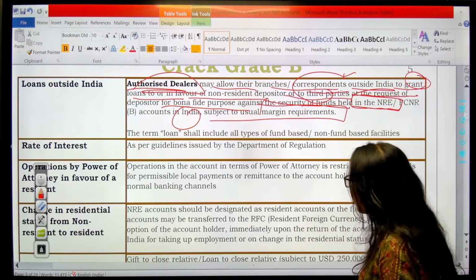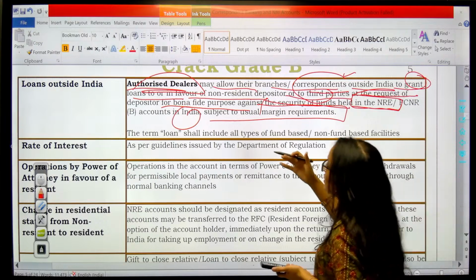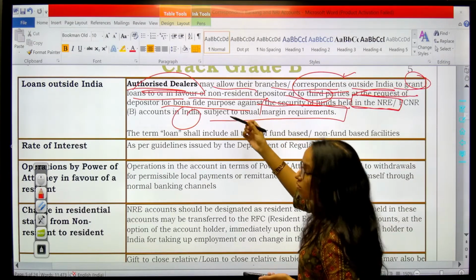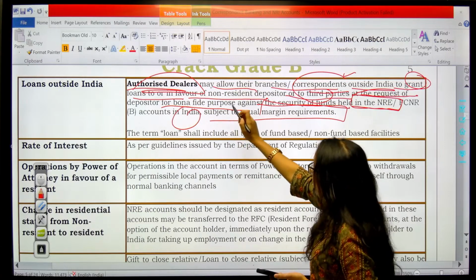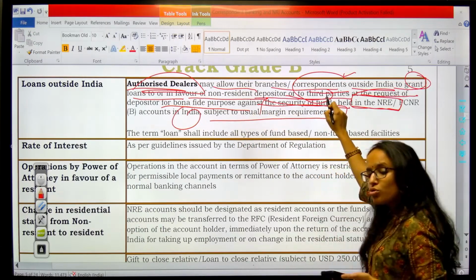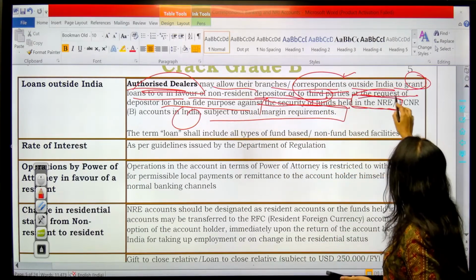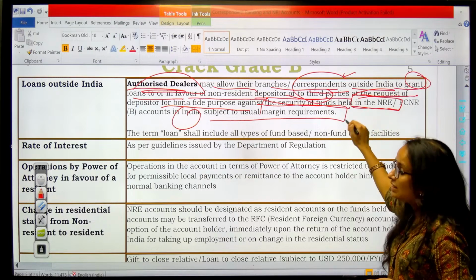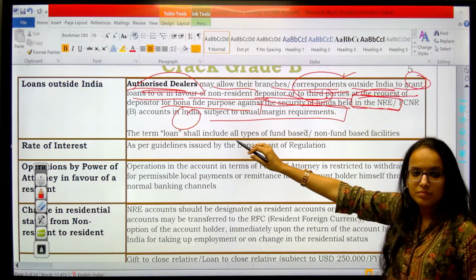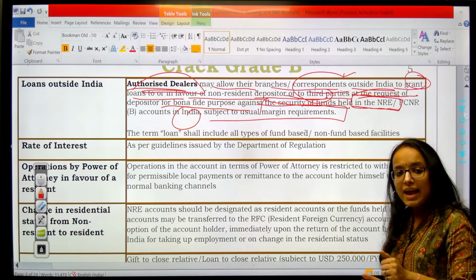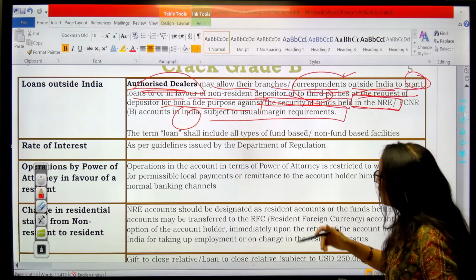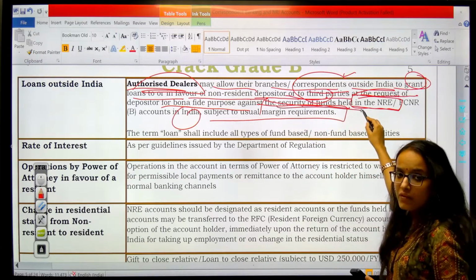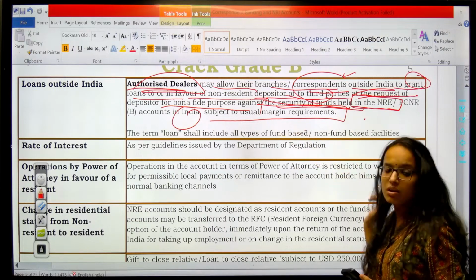But if there is a loan in favor of a non-resident depositor, or to any third party at the request of the depositor having the NRI account, against the security of funds held in that account.